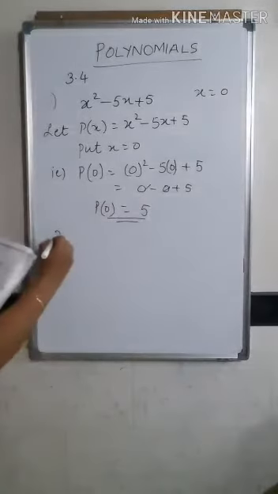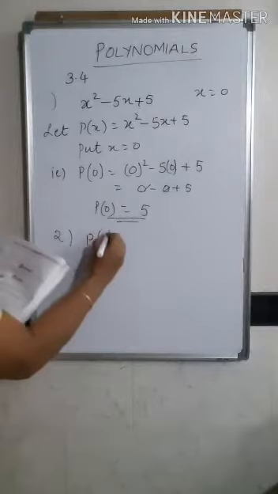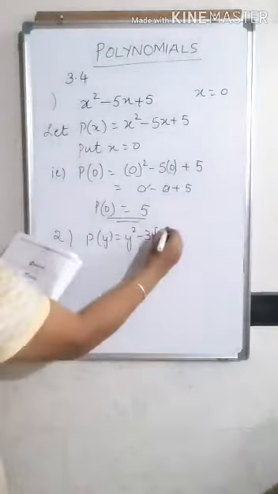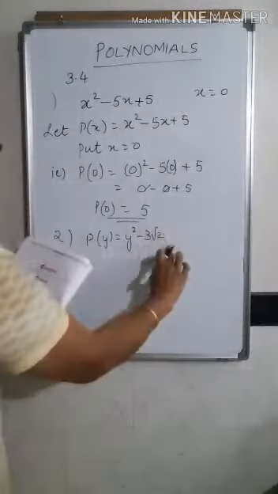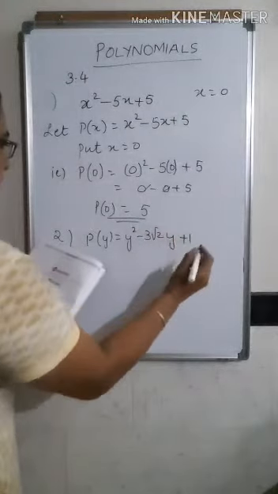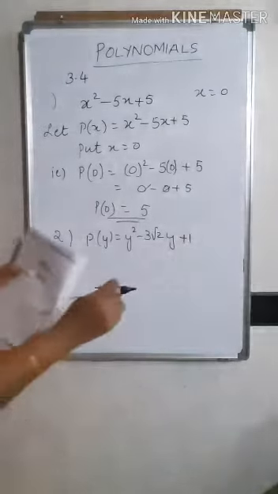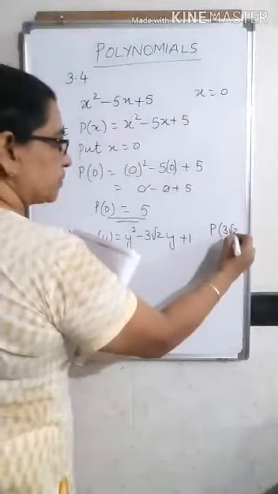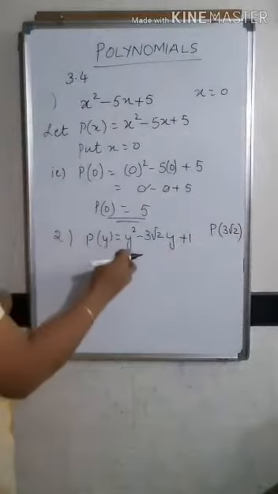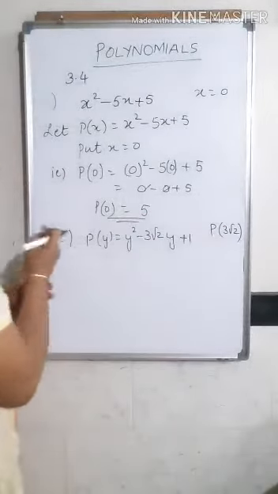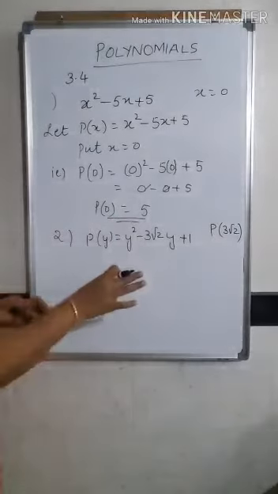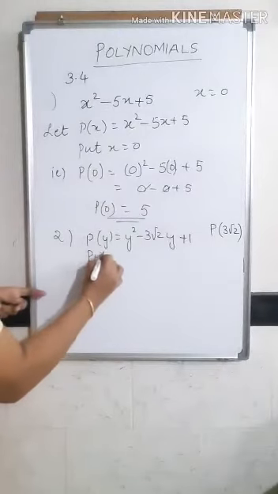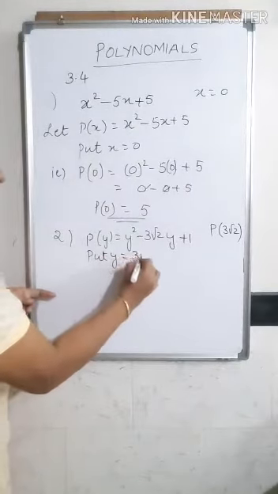Now the second problem they have given: p of y is equal to y square minus 3 root 2 into y plus 1. You have to find the value of the polynomial when y is equal to 3 root 2. They have already named it, so directly you can substitute the value of y as 3 root 2. So you put y is equal to 3 root 2.